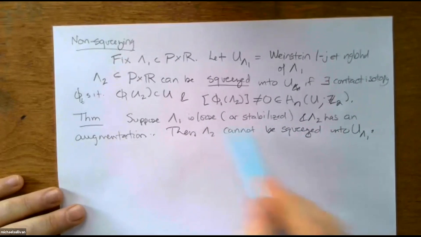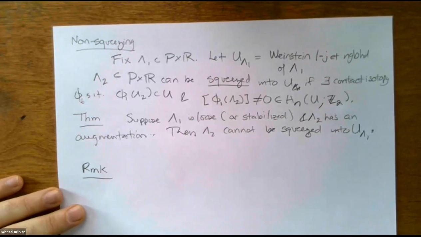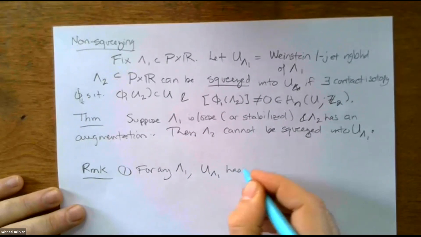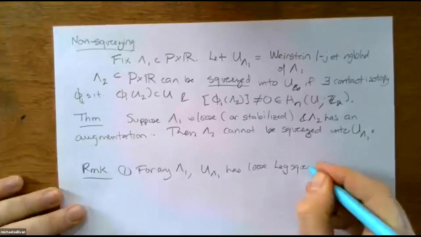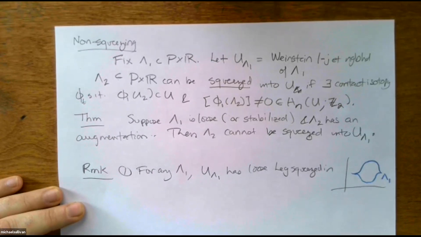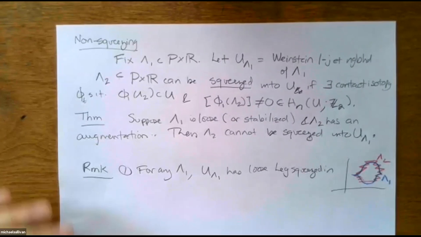Just to remark about this theorem and why this condition comes in, some contrasting remarks. First of all, for any lambda one, loose or not, its Weinstein neighborhood has loose Legendrians that are already in there, that squeezed in. You know, this picture where if this is my lambda one, loose or not, I can do some sort of C zero zigzaggy approximation and stay in this Weinstein neighborhood of lambda one.